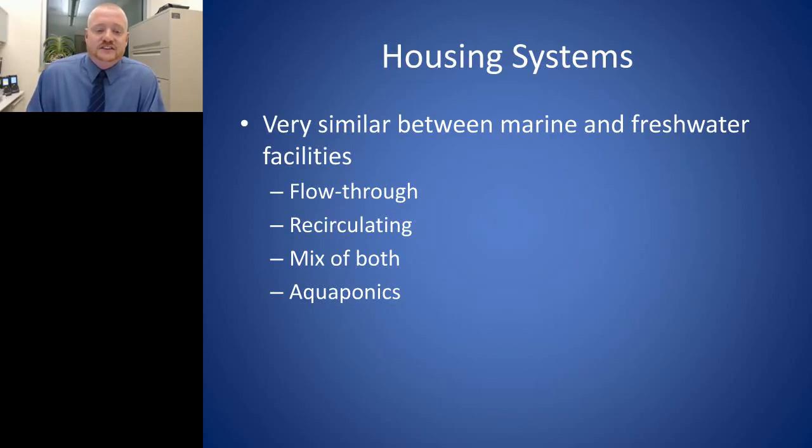We talk about housing systems. They're very similar, again, between freshwater and marine systems. We've got a flow-through system, which most people know about. It's kind of water in to the fish and then water out. Not a whole lot of filtration is going on in the actual tank itself. It's just a fresh supply of clean water. And we have that at the university.